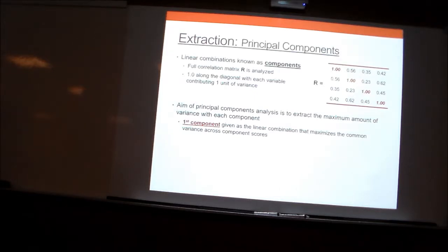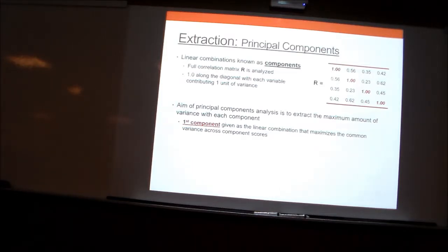And what we're going to do is say, okay, SPSS, go ahead and engage principal components now. Run through. And what SPSS is going to do is extract a first component that's going to be a linear combination, some sort of general linear equation that's going to maximize the amount of variance that you can extract across component scores or across component items.